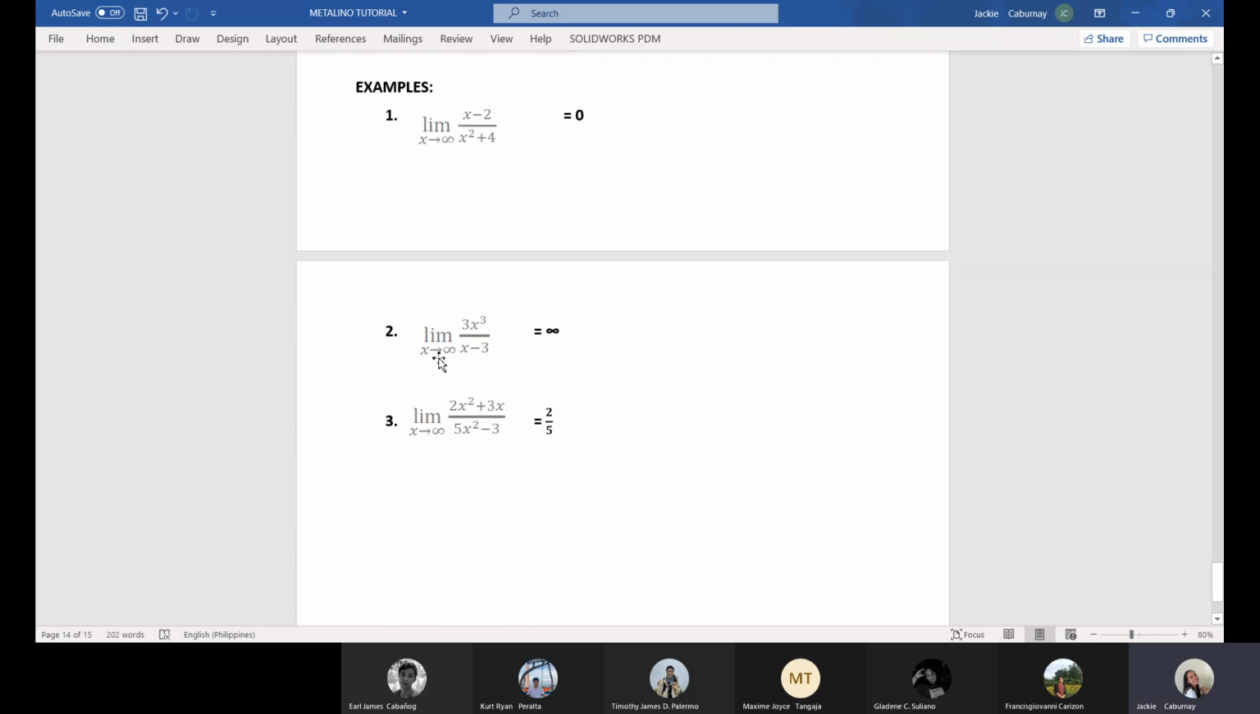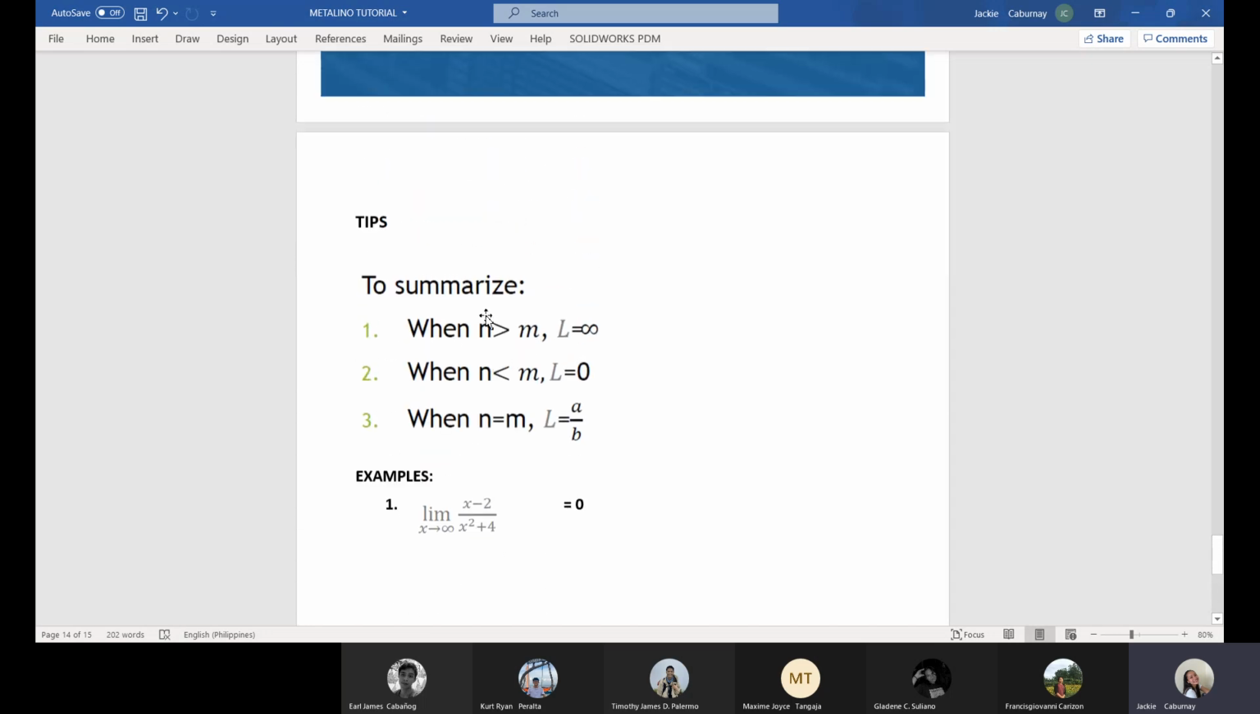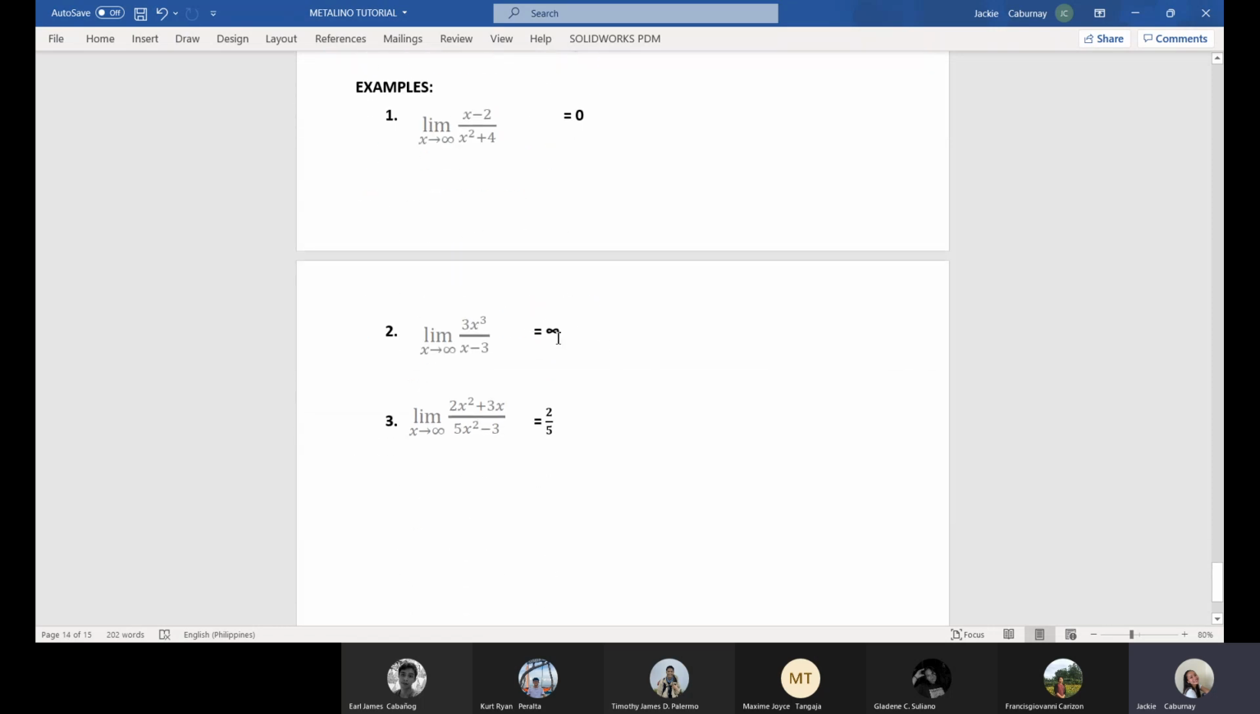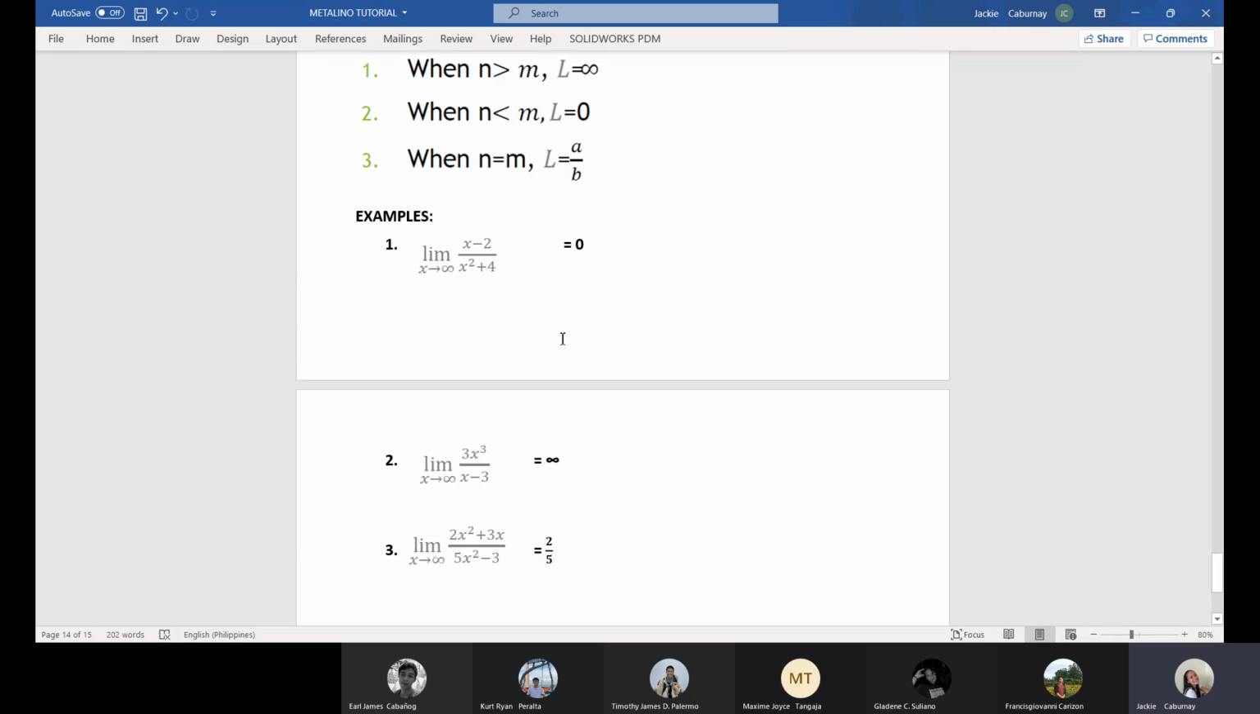So, for example, example number 2. Limits of 3x cubed all over x minus 3 where x approaches to infinity. So, ang highest degree sa numerator is kaning 3. Wherein, sa denominator, ang highest degree niya kay 1. So, naa man diri sa tip nga when n is greater than m, imong answer kay infinity. So, ang answer sa number 2 is infinity.